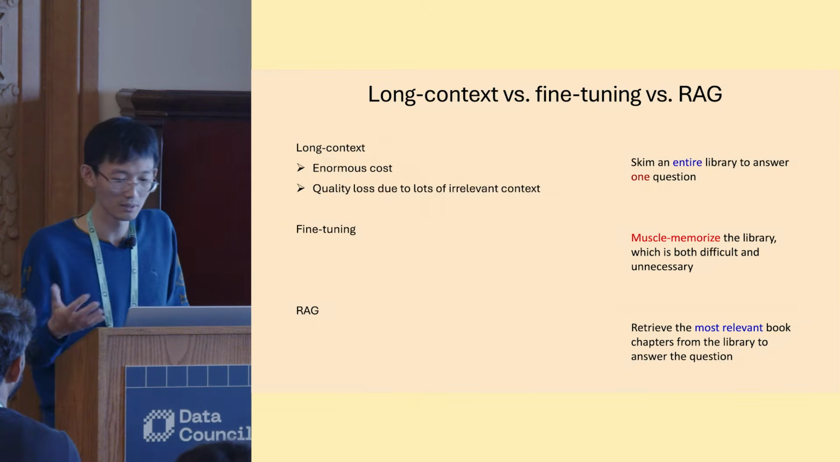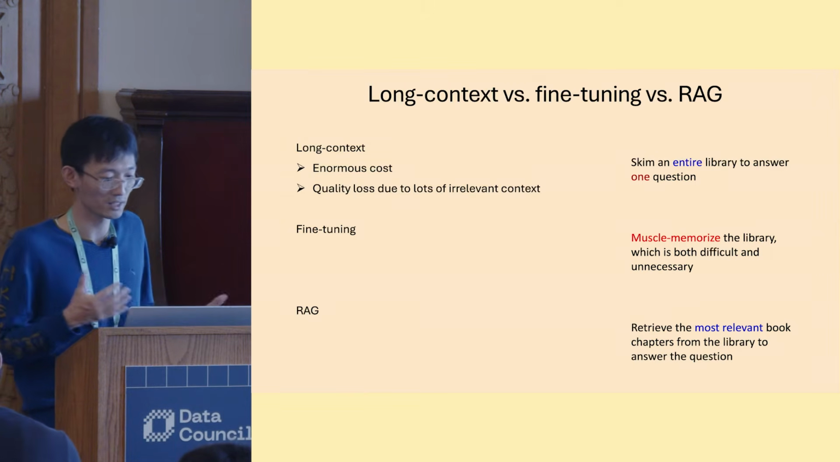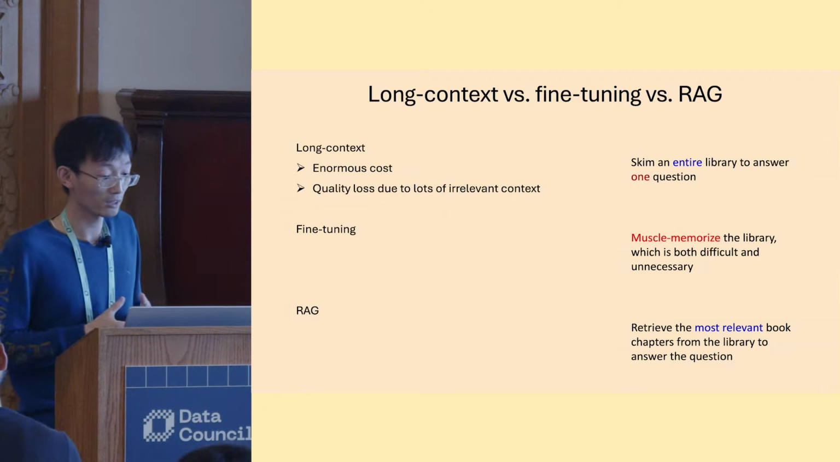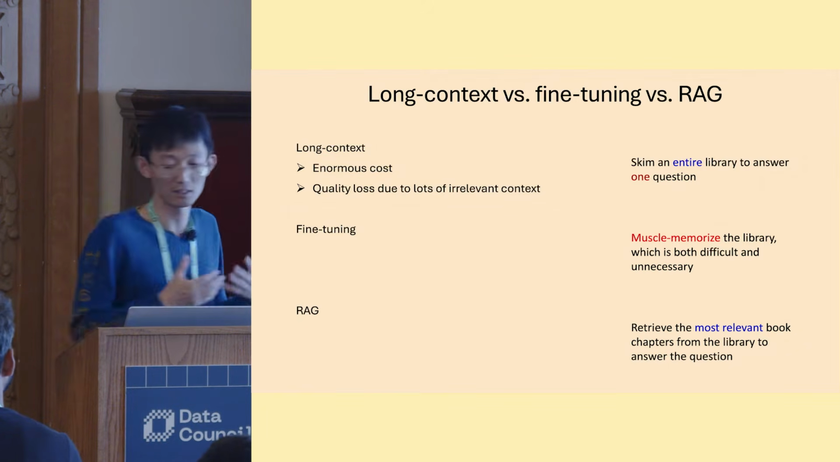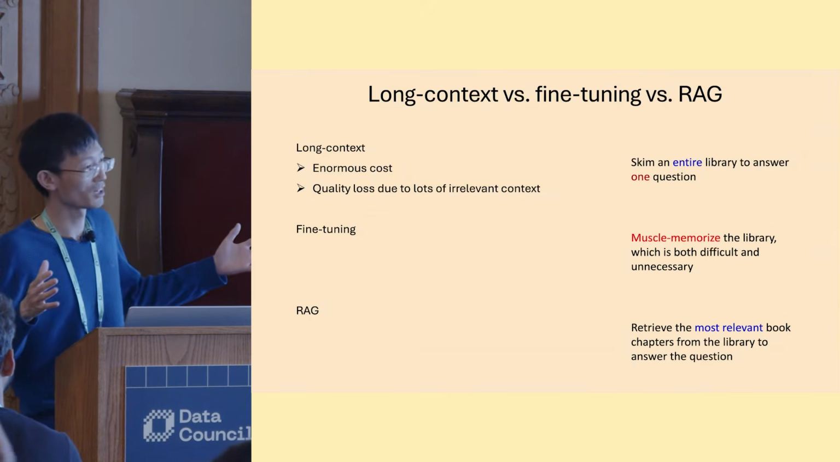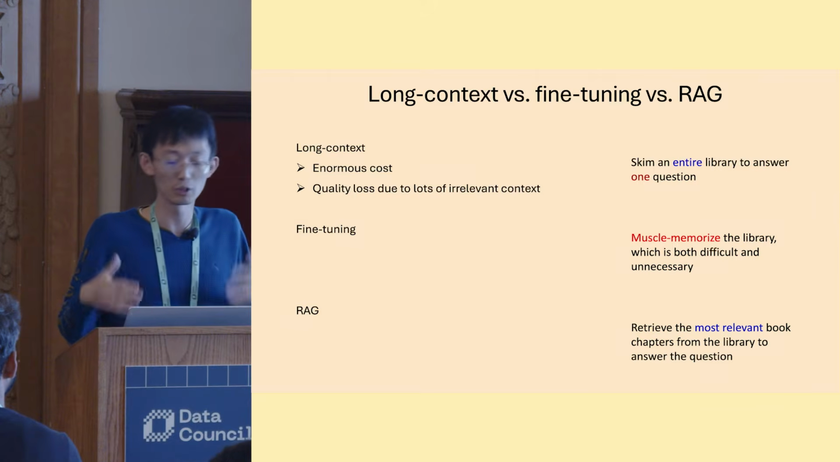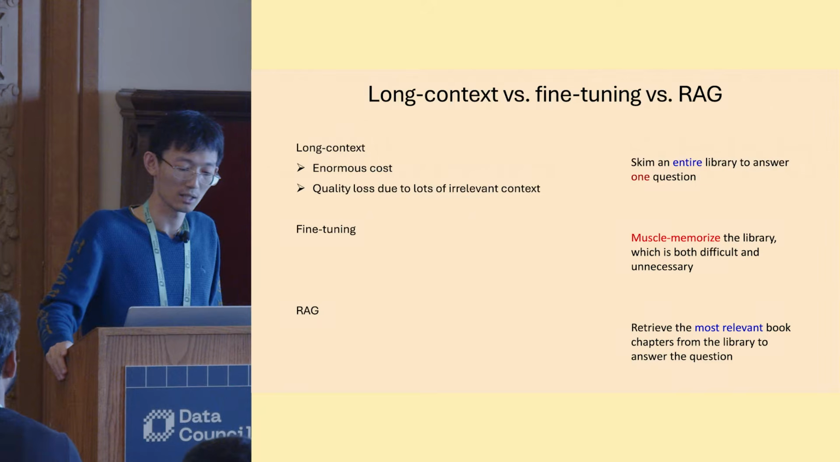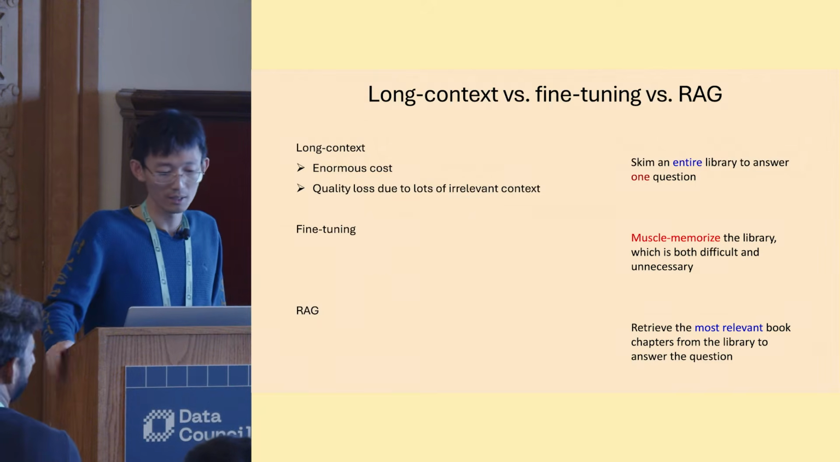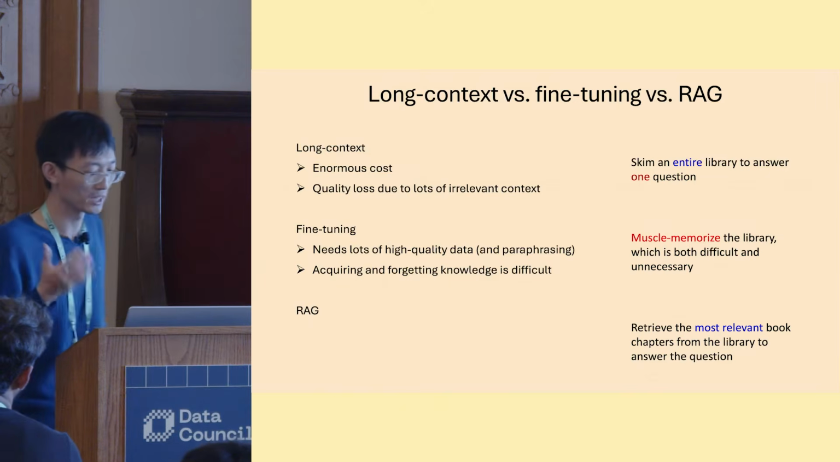So in some sense, because of these characteristics, you can see the long context has enormous cost, and quality loss due to lots of irrelevant context, and you have to go through this very long context very fast. You may be able to improve the efficiency and reduce the cost, but then maybe you also sacrifice quality. And fine tuning needs a lot of high quality data to really work.